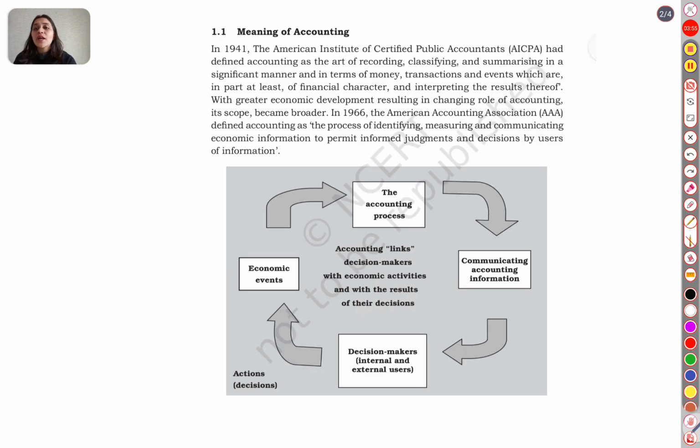So I hope you understood the meaning of accounting, I mean the introduction of accounting. Now we are going towards the meaning of accounting. What's the meaning of accounting?